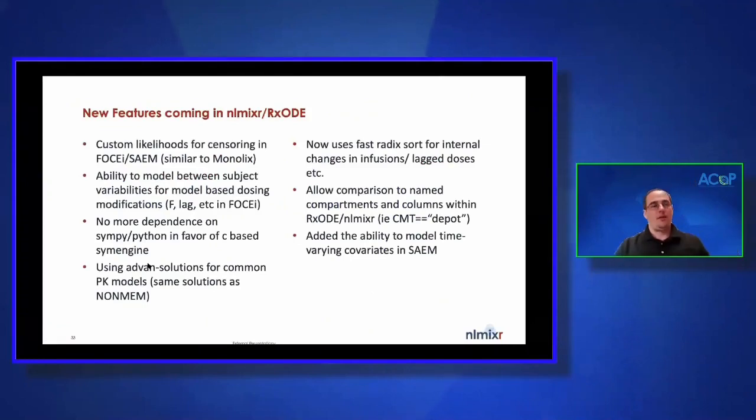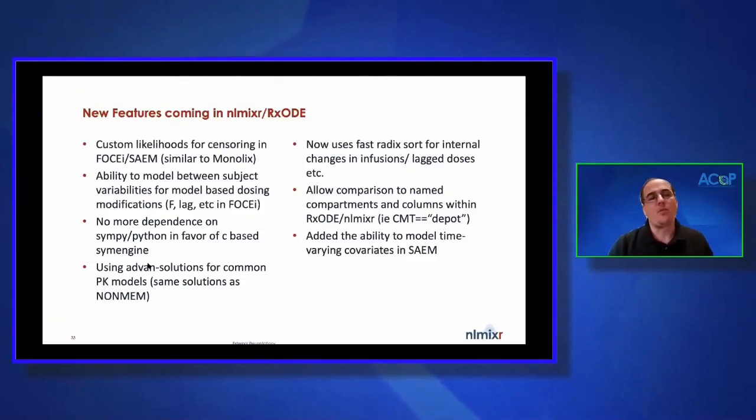So we've talked about how models are specified. We've talked about how to run models. And once we have the model, we can use goodness of fit plot functions. We can also do simulation from that. I just really want to briefly touch on some of the new features that are coming in nlmixr and RxODE. One thing is custom likelihoods for censoring.